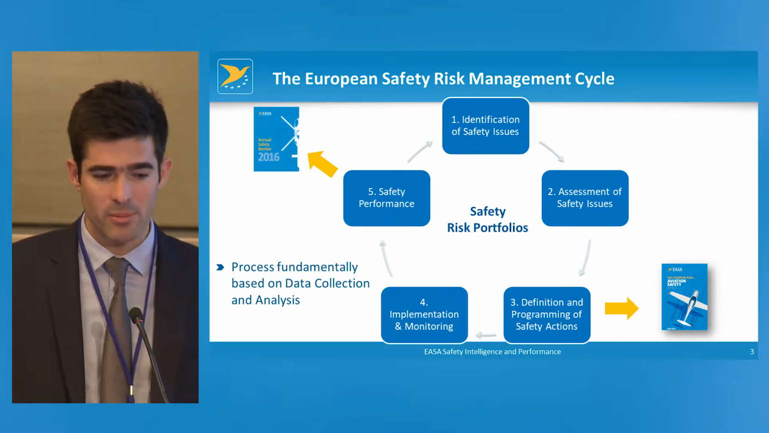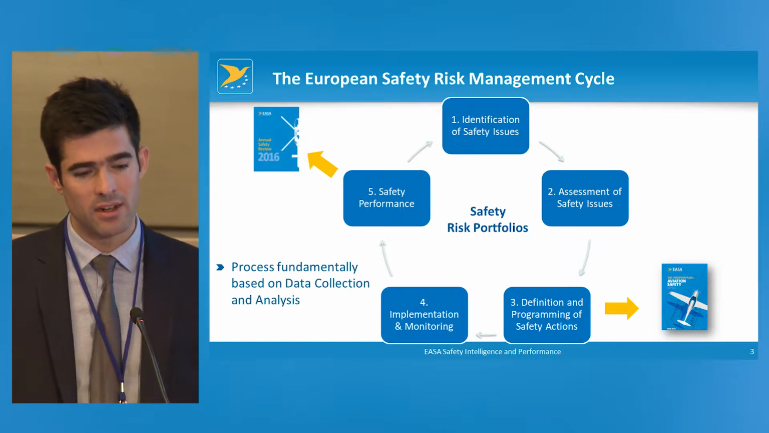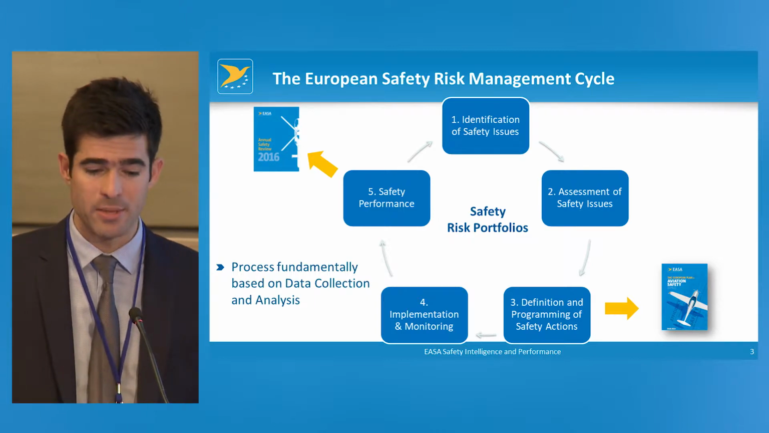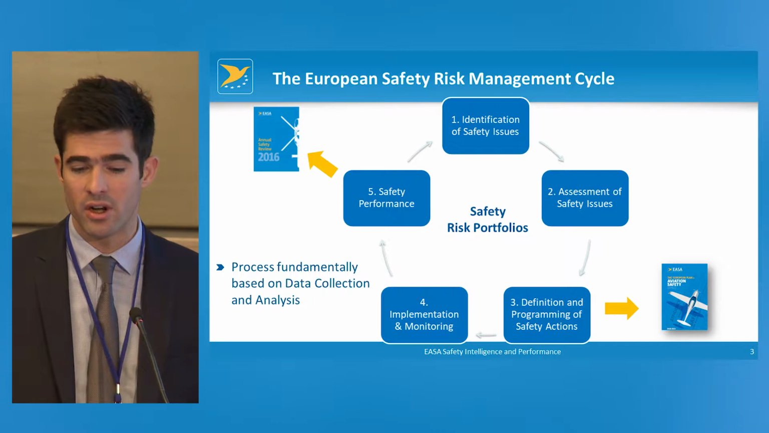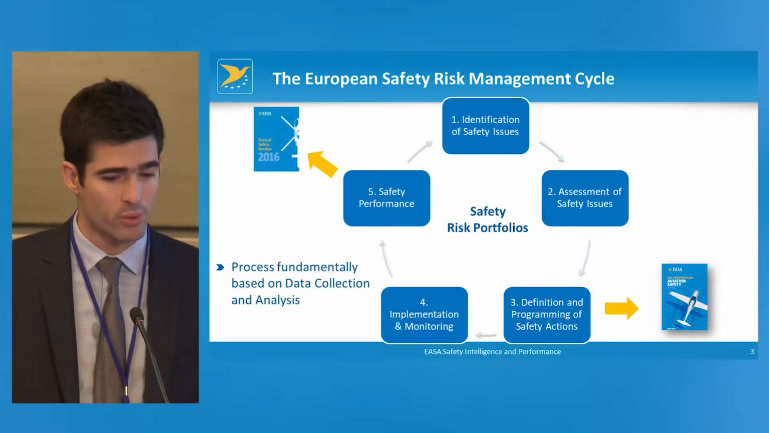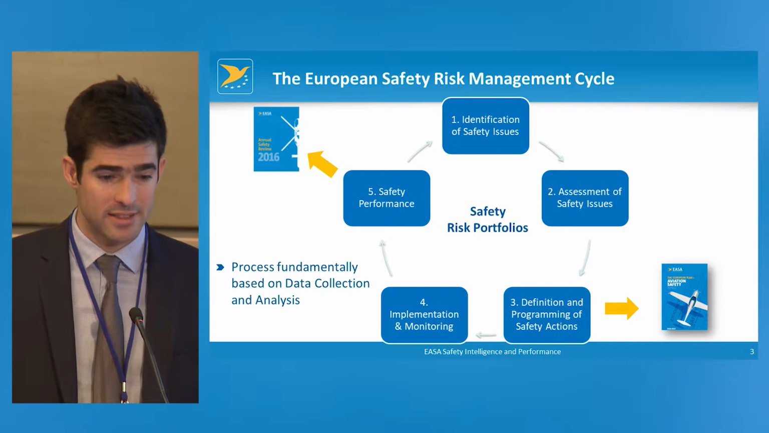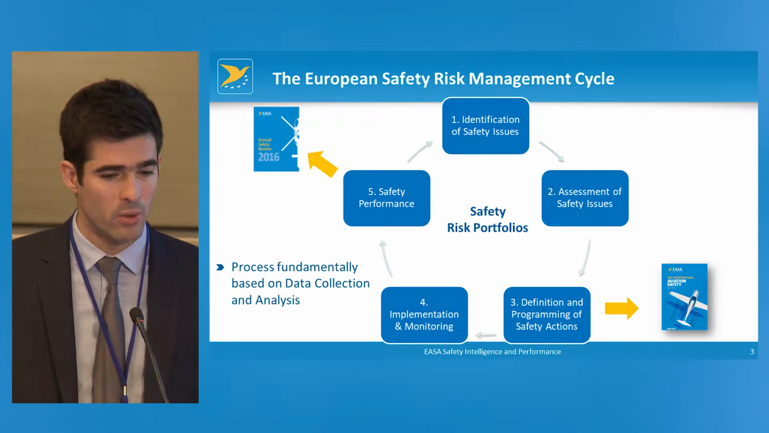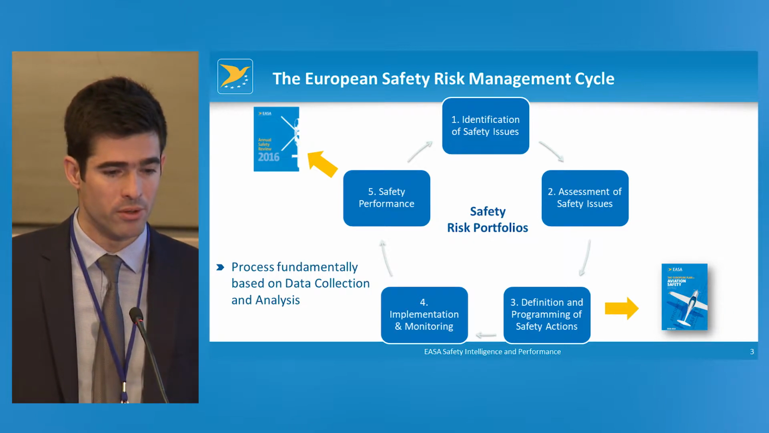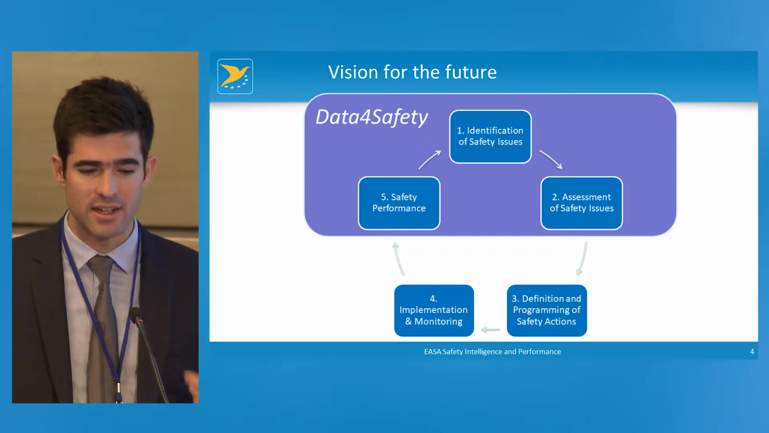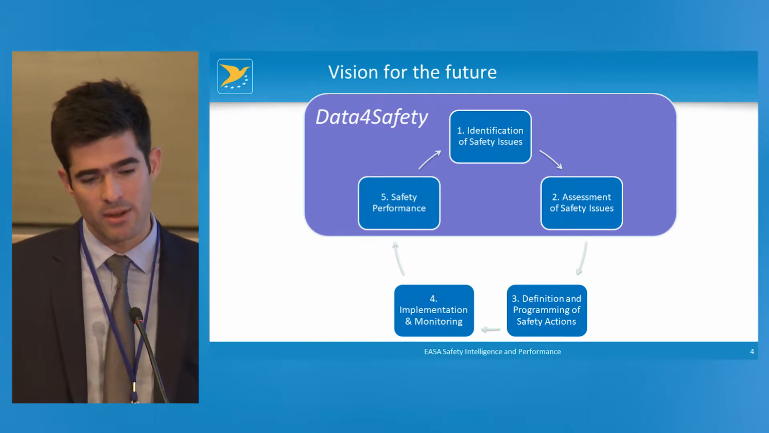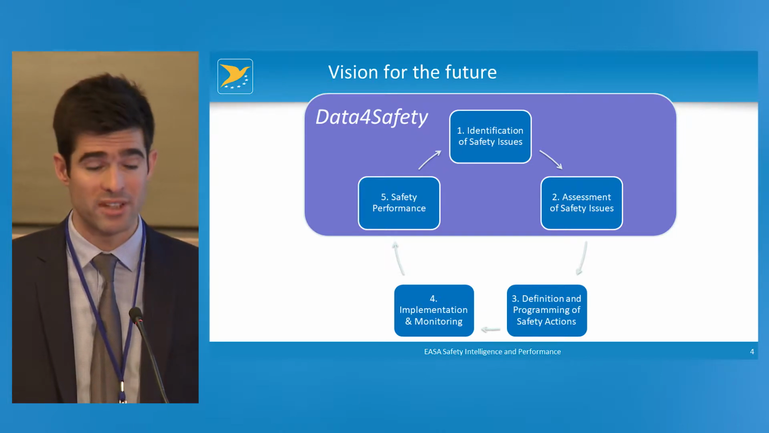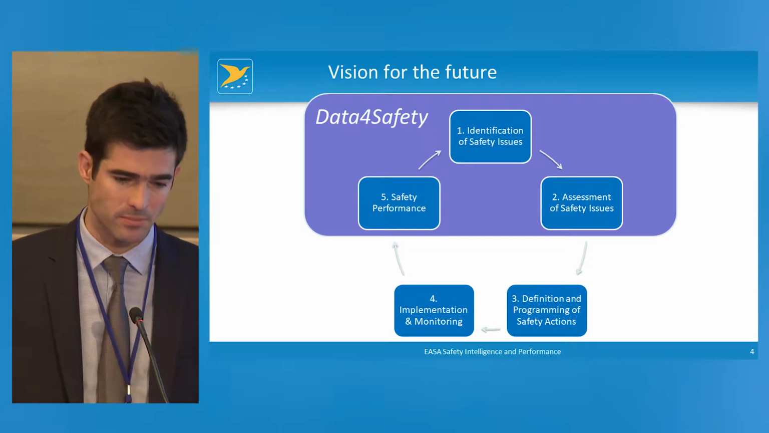In terms of key deliverables at systemic level, for safety performance, we have the yearly publication of the annual safety review. And in terms of programming, we have the European Plan for Aviation Safety, which is a multi-annual planning. This process is fundamentally based on data collection and analysis, and this is where Data for Safety will play a role. Indeed, the program, which is a data collection and analysis program, will be an enabler of the first 2 steps: identification and assessment of safety issues, but also measurement of the performance.